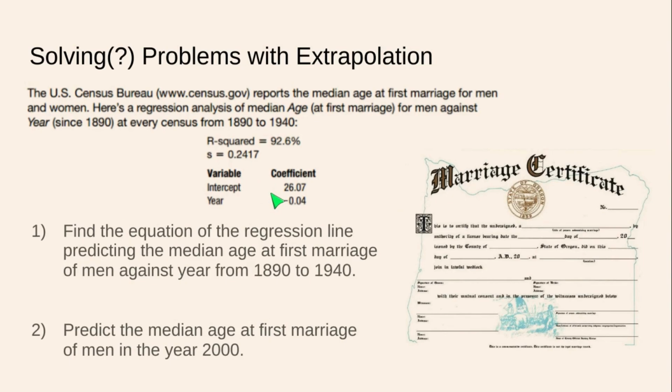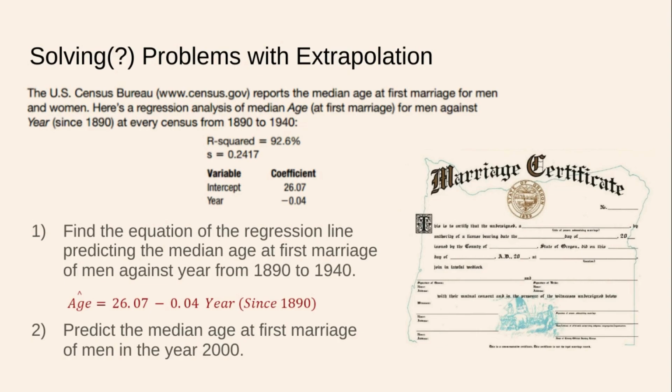So we're going to find the equation of the regression line predicting the median age at first marriage of men against year from 1890 to 1940. Give it a go yourself. Use these statistics right here to do it. Unpause the video when you're done. Okay, I'll assume we're ready to go.